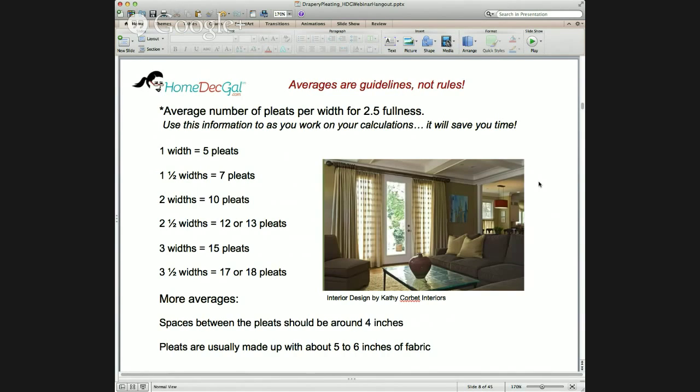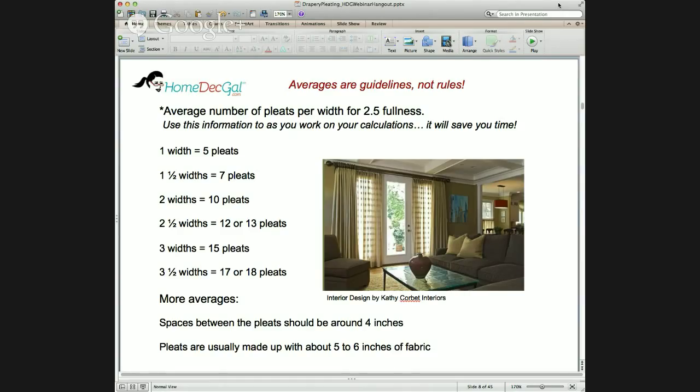I'm going to share with you some averages. These are guidelines. Averages are not rules. I'm not telling anyone that this is the pleating rule, but the averages for the number of pleats. You can use this information as you work on your calculations. It'll save time. So the average for one width panel is 5 pleats. Now this has changed.